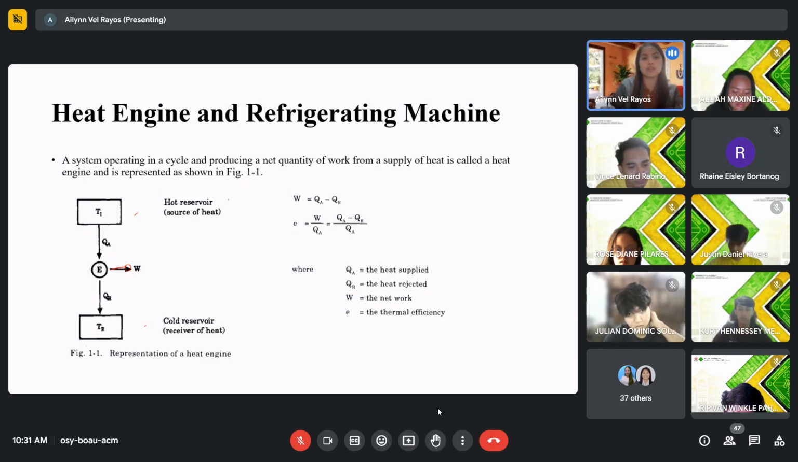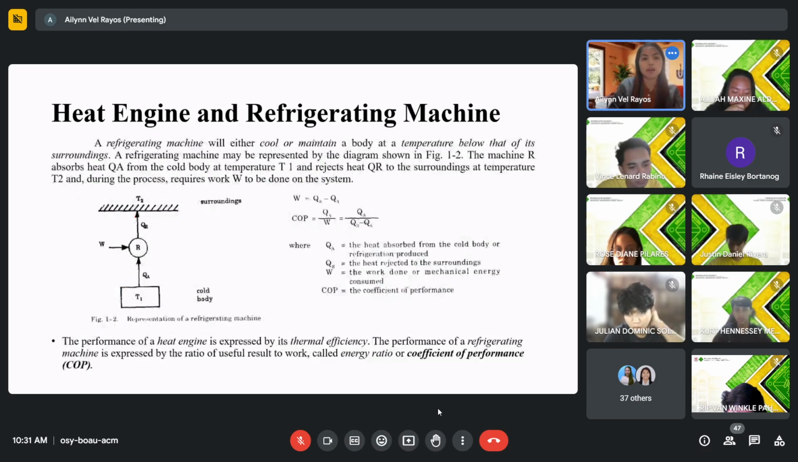So heat is used to produce work. But in the refrigerating machine, the process of lowering the temperature below that of the surrounding is not spontaneous. Kaya magkakaroon tayo ng work input sa refrigerating machine. So yun yung pinagkaiba ng ating heat engine at saka ng heat pump or refrigerating machine.